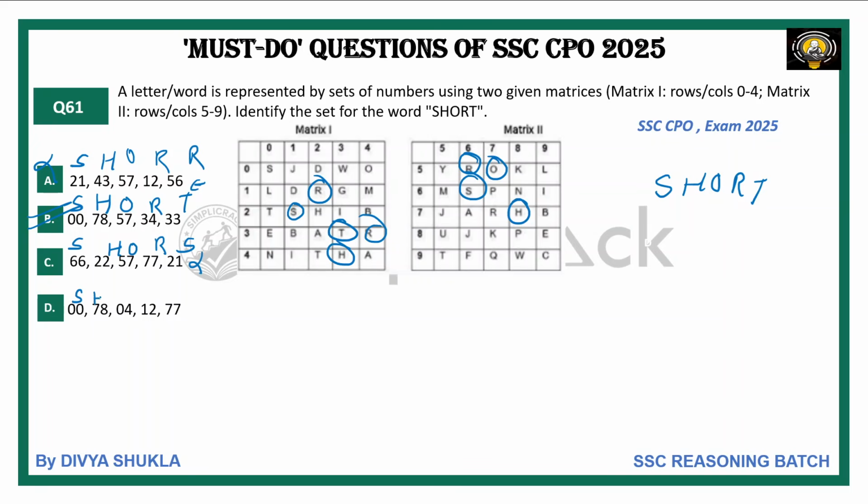This is H. Then 0 4, 0 4 is O. Okay. Then 1 2, 1 2 is R. Then I'm having 7 7, which is R again. So that is why this is also incorrect.